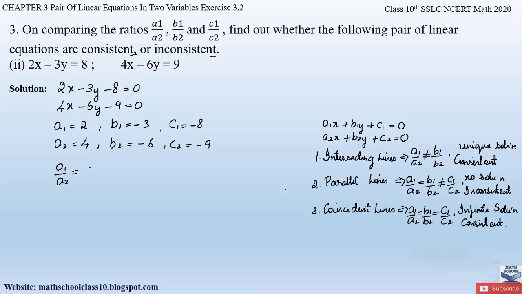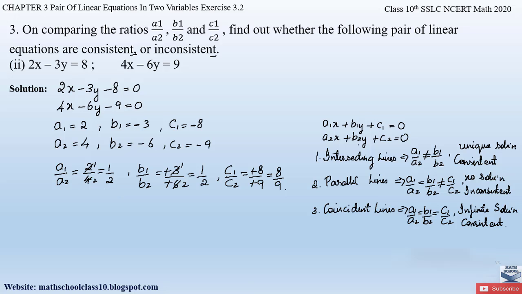A1 by A2 will be 2 by 4, cancelling 2 1 times, 2 2 times, so we get 1 by 2. Similarly, what is B1 by B2? B1 by B2 is minus 3 by minus 6. This minus and minus will get cancelled. Again 3 1 times, 3 2 times. So B1 by B2 is 1 by 2. Now C1 by C2 is equal to minus 8 by minus 9. So this minus and minus will get cancelled and you will be left with 8 by 9.